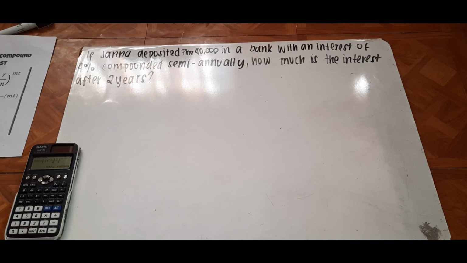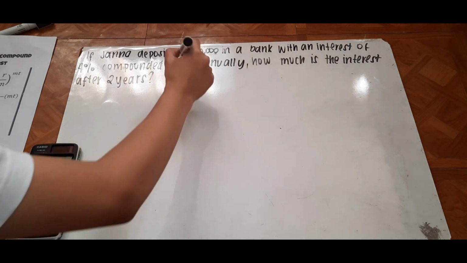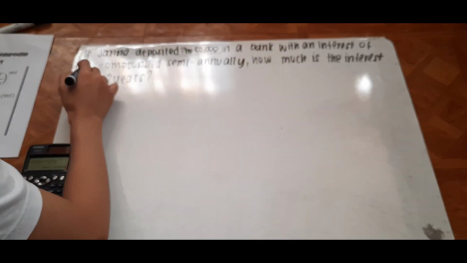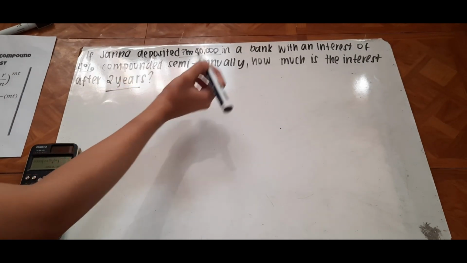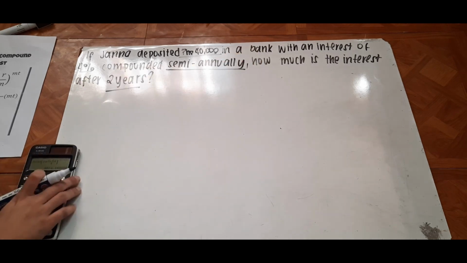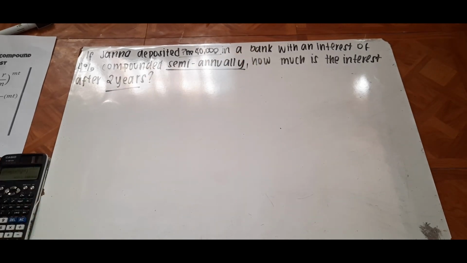Okay, so this is the first question for your activity in compound interest. If Jana deposited 40,000 pesos in a bank with an interest of 4% compounded semi-annually, how much is the interest after 2 years? So based on the question, we're looking for the interest. And identify the given. 40,000 is the principal, 4% is the rate, 2 years is the time, and semi-annually is the M. So let's write that down.